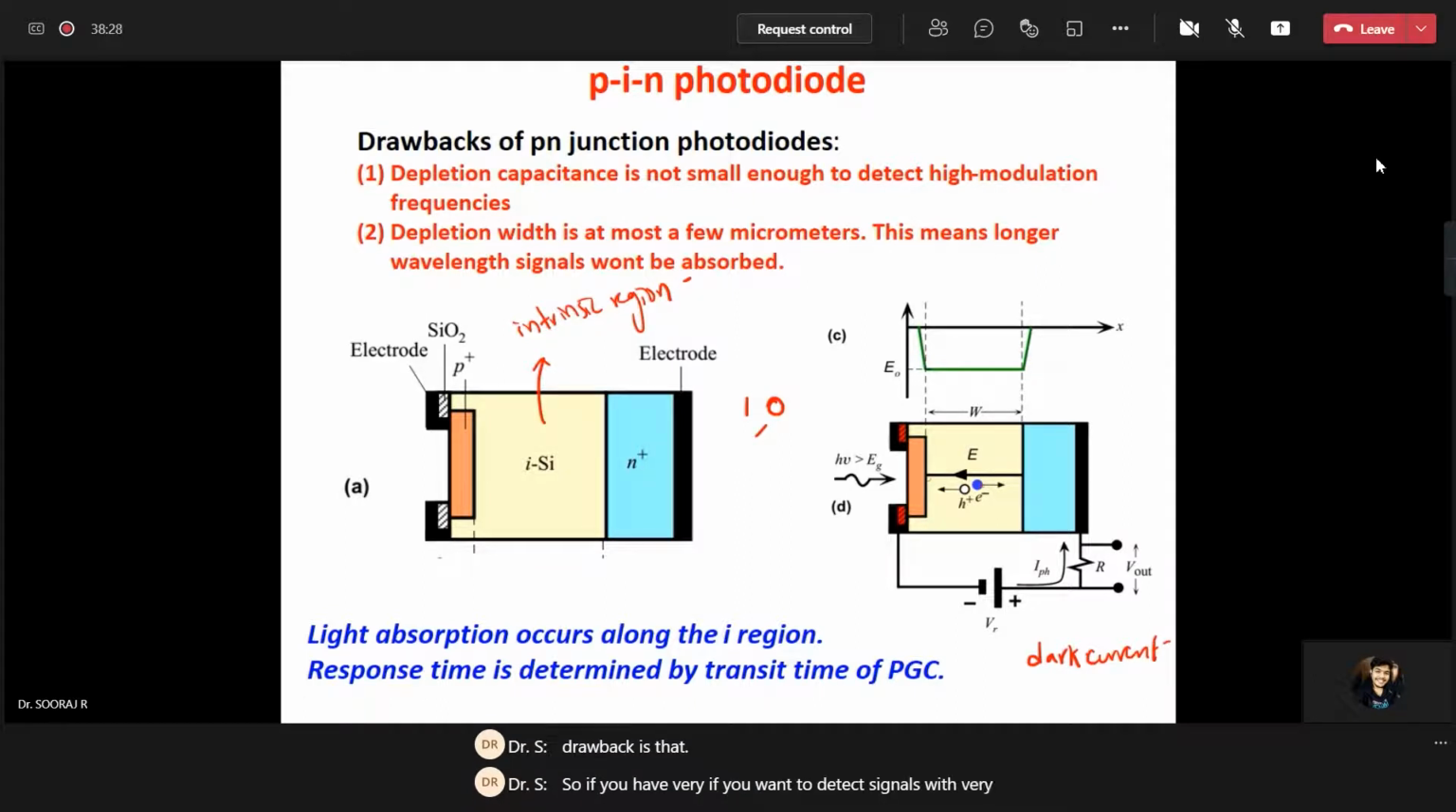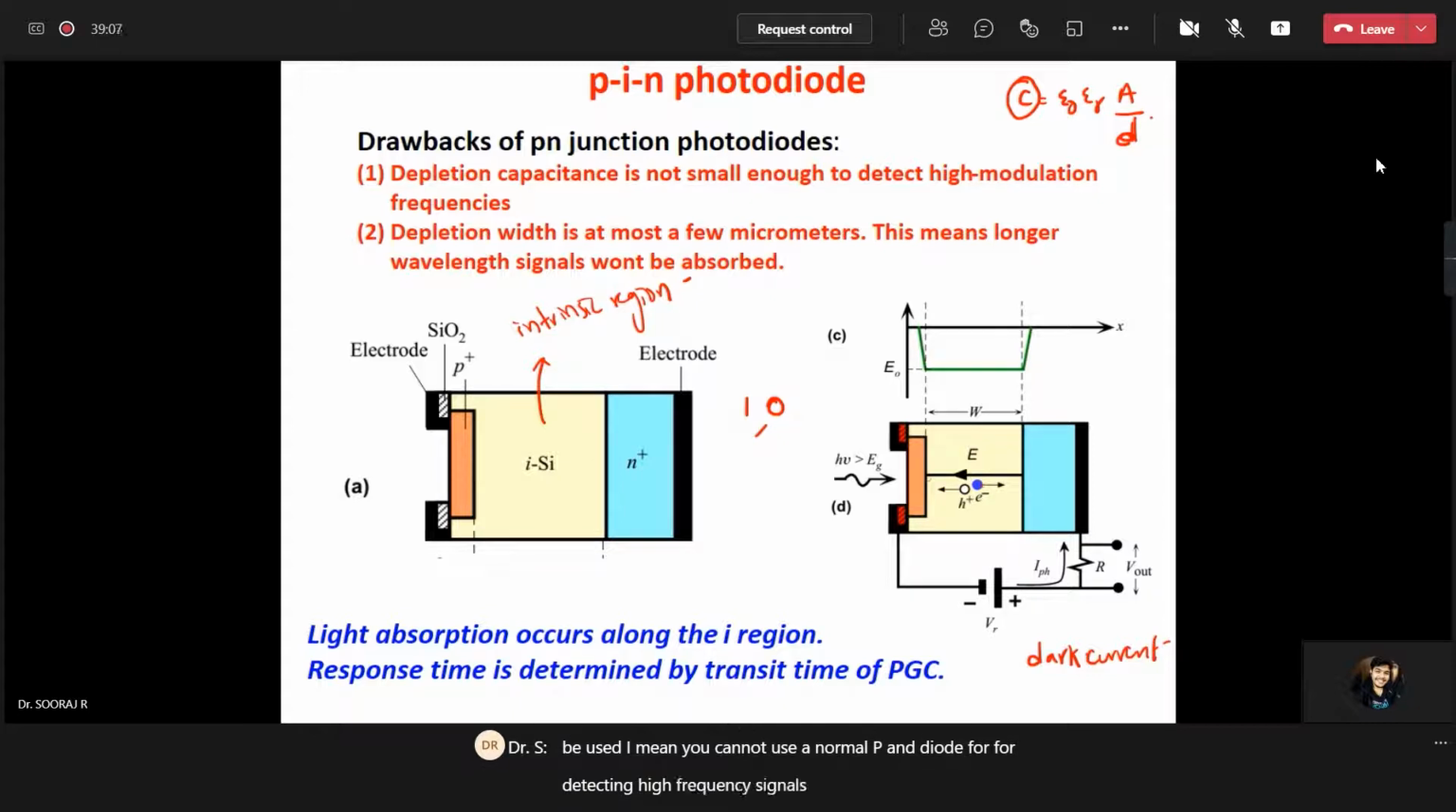high modulation frequencies, then because of the depletion capacitance, you know that the capacitance of a diode is given by epsilon naught epsilon r A divided by D, where D is the width of the depletion region. So if the width of the depletion region is small, then the capacitance is going to be large. And if the capacitance of the device is larger, the device is going to respond only slowly. So higher frequency signals cannot be used. You cannot use a normal PN diode for detecting high frequency signals.